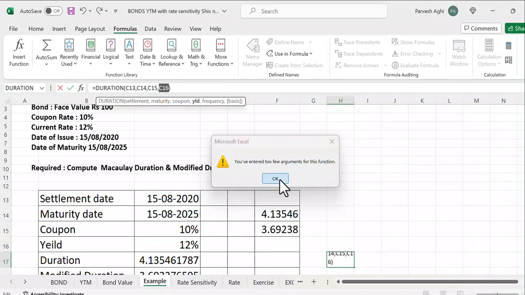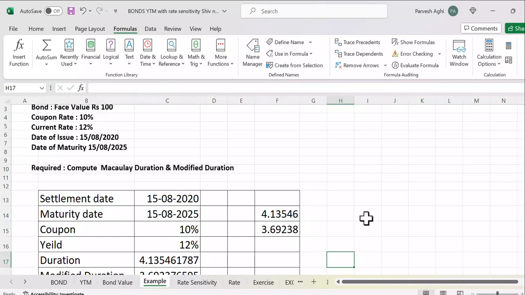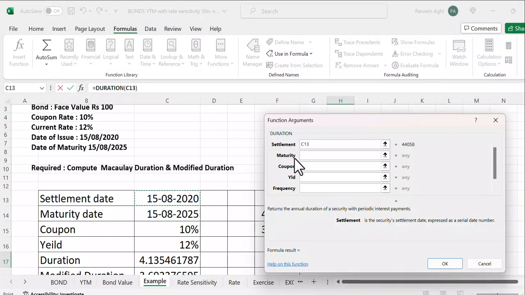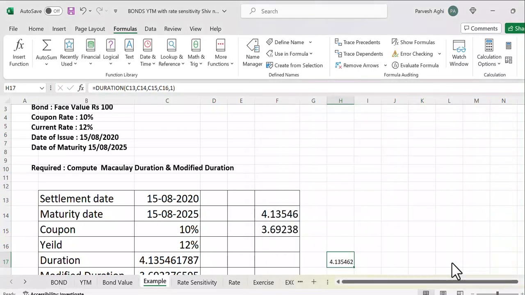So you have entered these arguments. Under recently used, duration: settlement date, maturity, coupon, yield, and put one. One means that the coupon is paid annually. If you get interest after 6 months, then it will be two. So you get 4.132. This bond is for how many years? 5 years. But you're getting the entire principal amount back in 4.13 years.